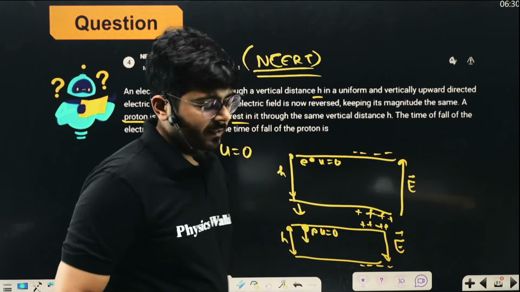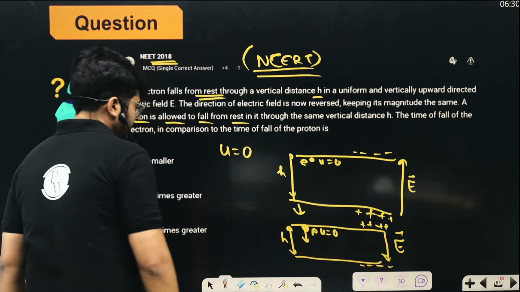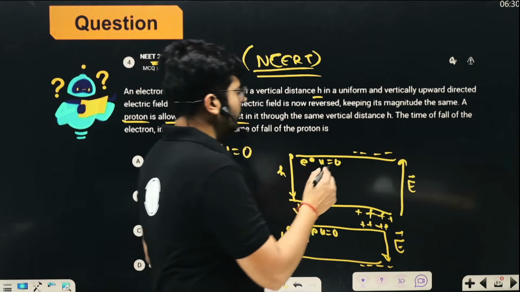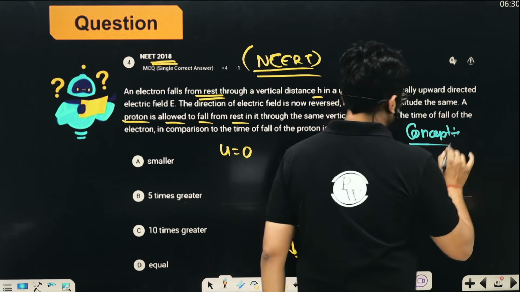Here, look at what we are going to discuss: there are only 2 chapters, right? This is the first thing. Now again, this is a long question, so I will tell you the concept. If I explain the entire solution it will take a lot of time, so I will tell you the concept behind it.